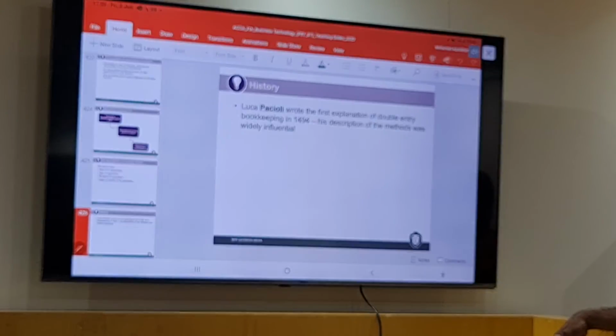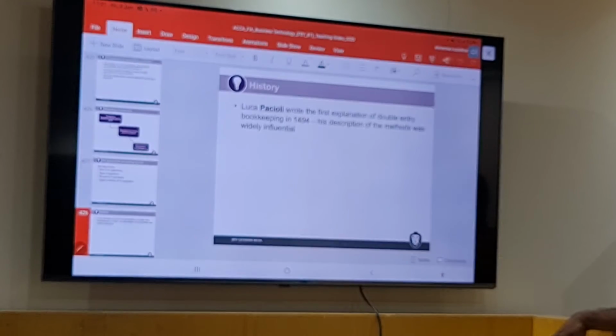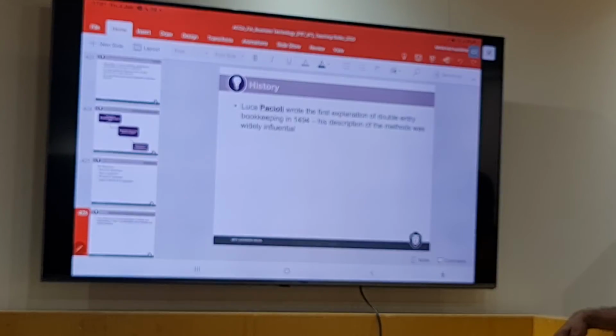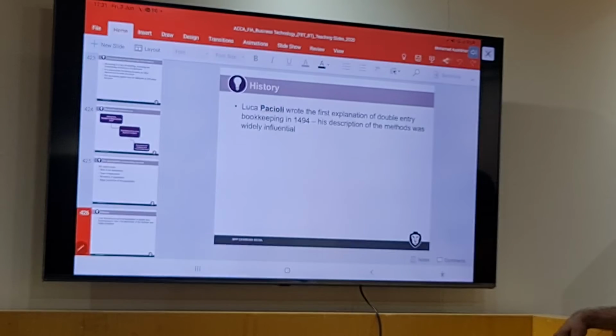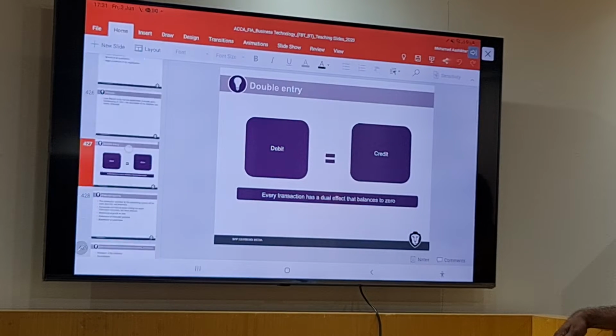History: Luca Pacioli. The first explanation of double entry bookkeeping in 1494. His description of the method was widely influential. Debit and credit.